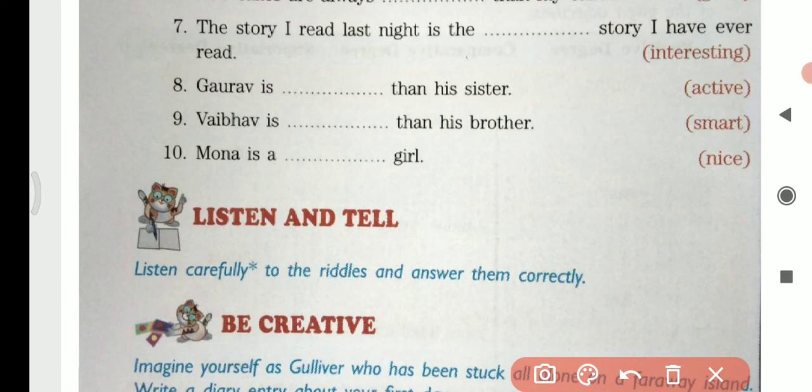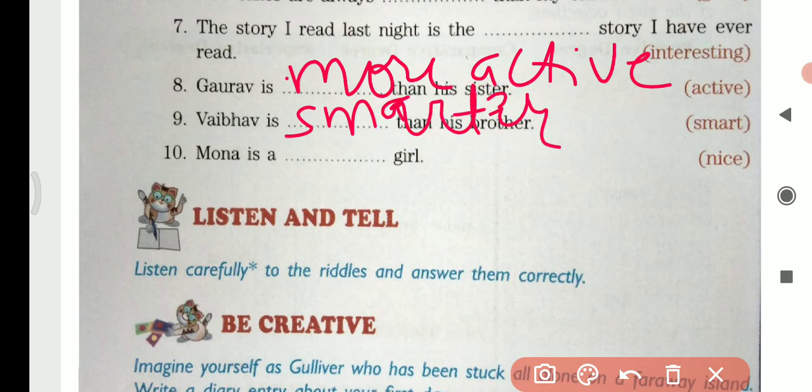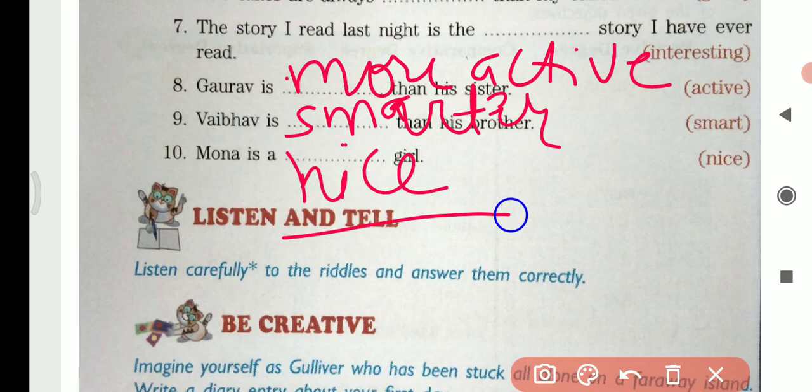Let's move to question number 8. Gaurav is dash than his sister. Active. Gaurav is more active than his sister. Ninth, Vaibhav is dash than his brother. Vaibhav is smarter. Since a comparison between Vaibhav and his brother is done, the comparative degree will be used. And the last one, tenth, Mona is a dash girl. Mona is a nice girl, because no comparison has been made, only a description regarding Mona is given.